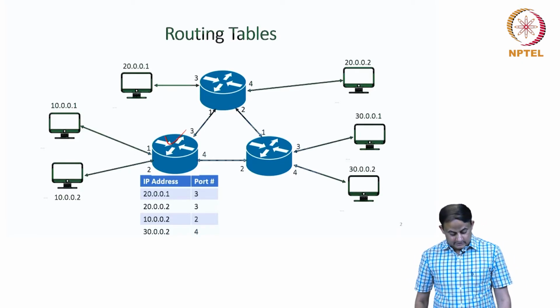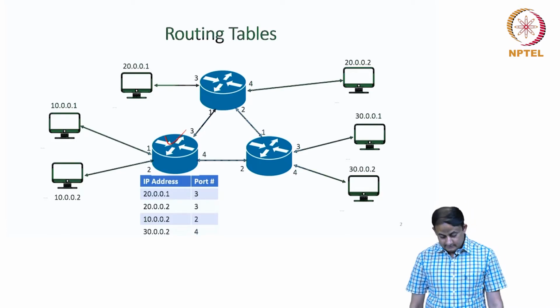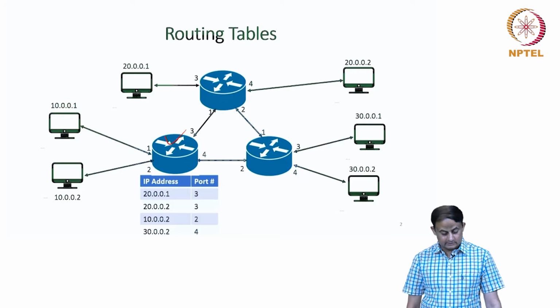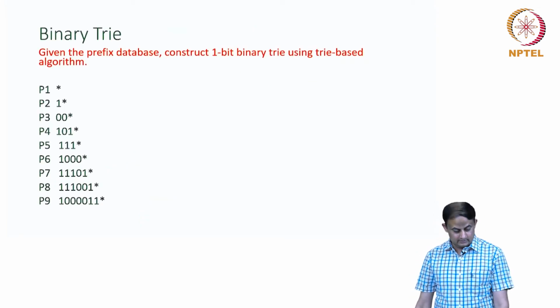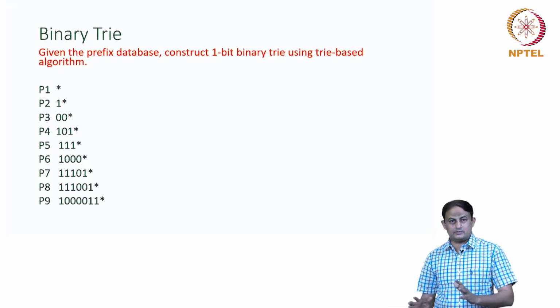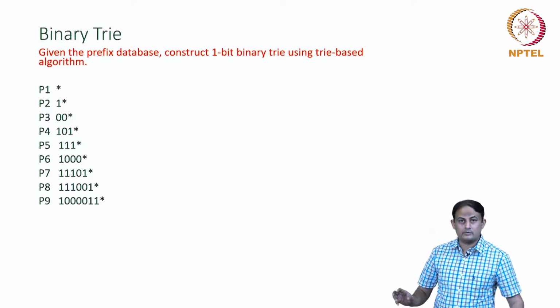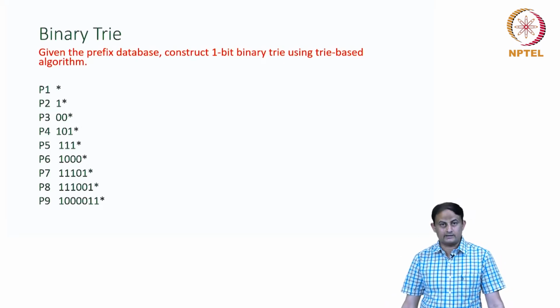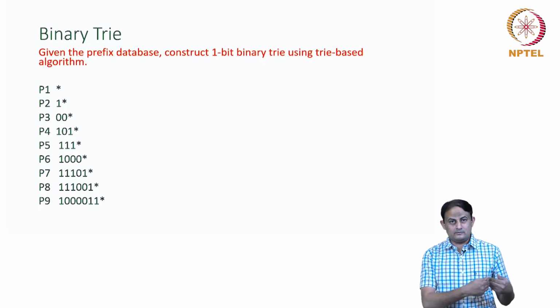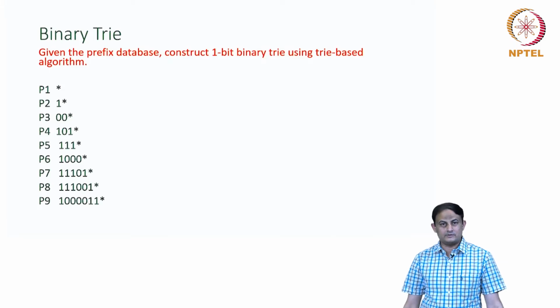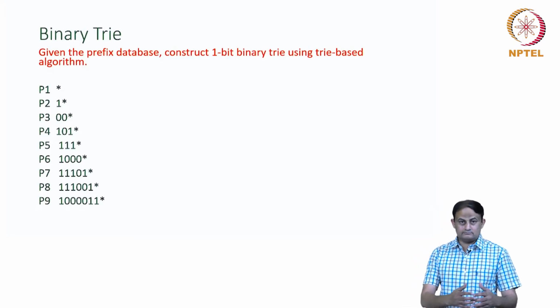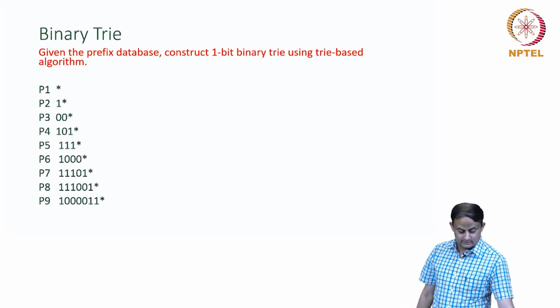Now, we saw one data structure in the last class, which is the binary trie. We saw one example of how to construct the binary trie given the IP address prefixes. So, let us now continue that discussion. The agenda for today is to look at the variants of the binary trie data structures. First, we will again take an example of the binary trie, and then look at the performance issues, what we can do to improve the performance further, and then look at different variants of those data structures.